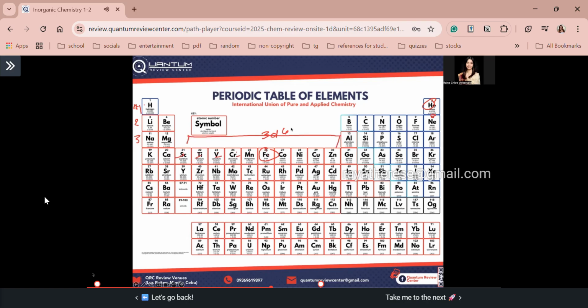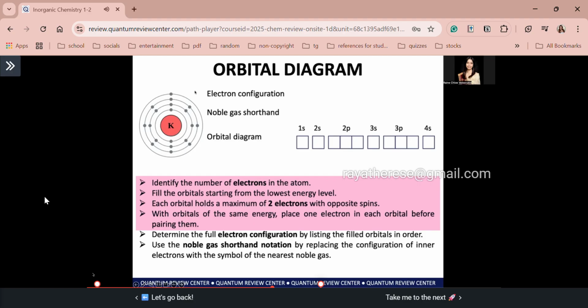Okay? Tandaan, this refers to the D block. Tapos ito naman, P block. And ito naman ang S block. Nandito yung F. Okay, guys? I hope that's clear. So, these are the following steps in finding the electron configuration of an atom.